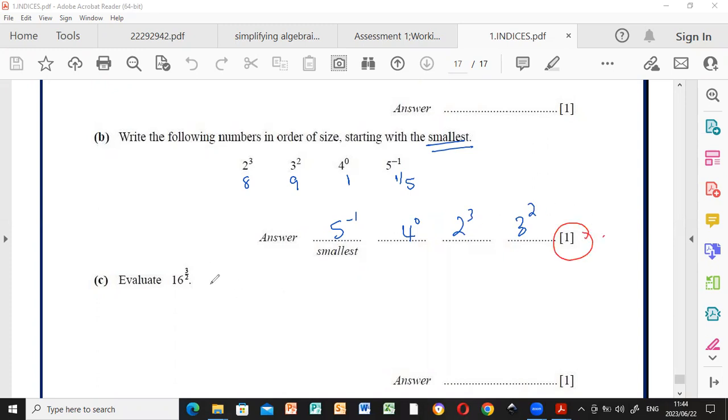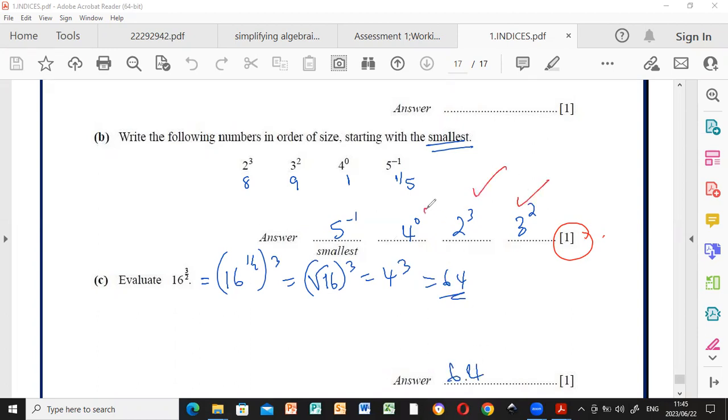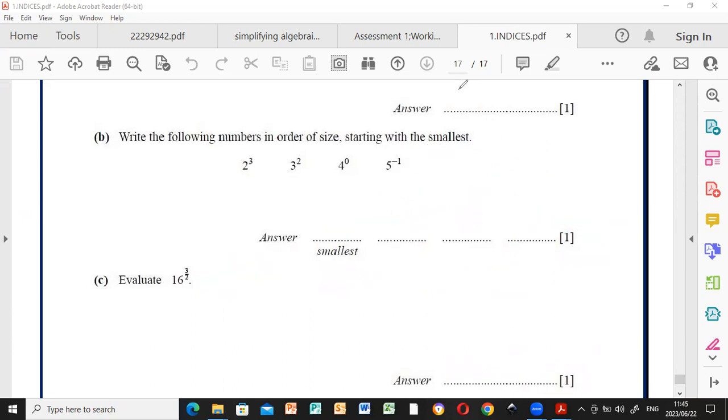16 to the power 3 over 2 is the same as 16 to the power 1 over 2 to the power of 3. 16 to the power of half means the square root of 16, to the power of 3. So it's going to be 4 to the power of 3, which gives us 64. So the answer here is 64. And we get all the marks.